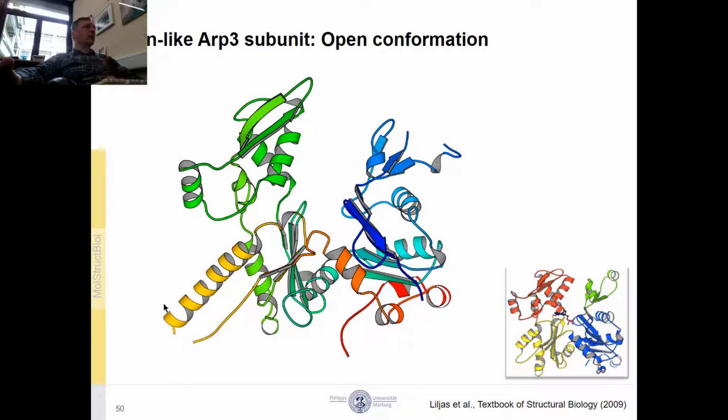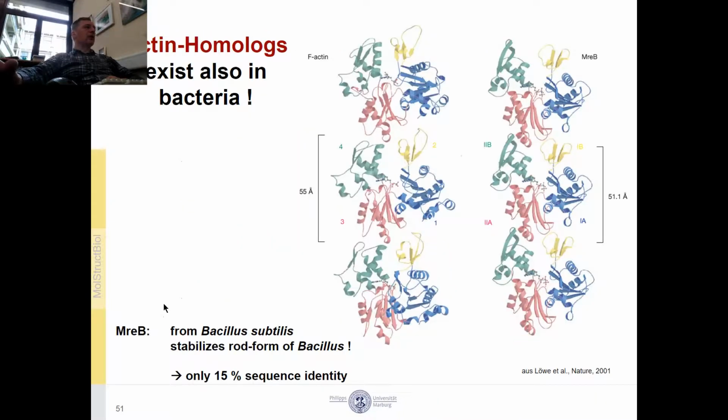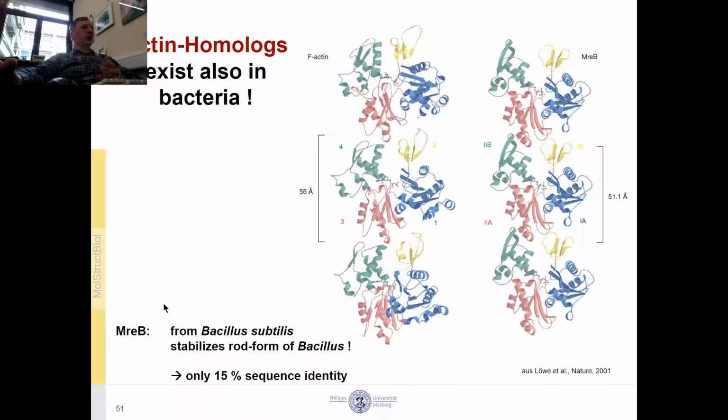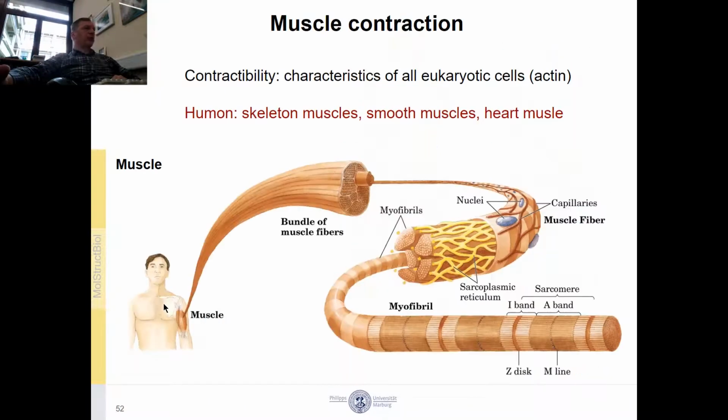Here's an open conformation of ARP3. ARP3 is also binding a nucleotide. Actually, I think it's GTP that is bound here, and then it's closing in, and getting functional again. We have actin homologs in bacteria as well, MreB, for example, in bacilli, like Bacillus subtilis, on which Peter Graumann is working. It's responsible for making these rods, yes, it's not coccoid, but rod-like. Some of the shape-forming parts of this kind of bacteria.